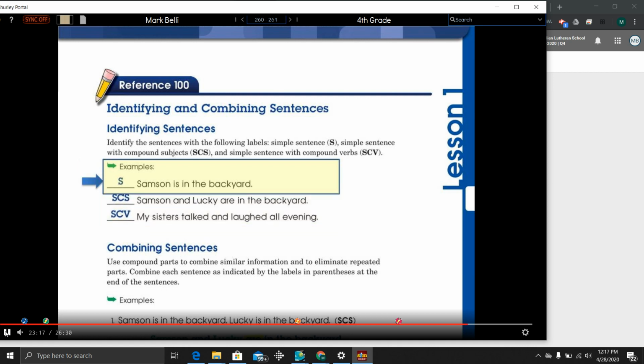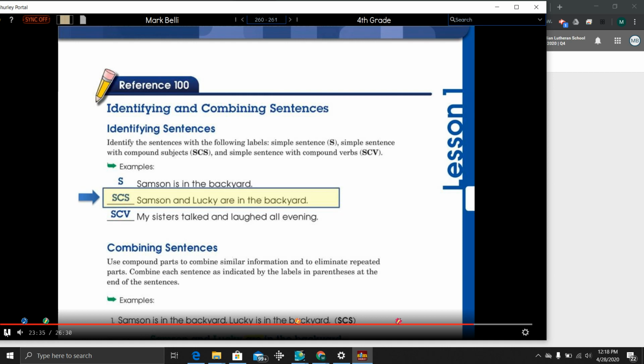Samson is in the backyard. This sentence has a subject, predicate, expresses a complete thought, and it has a capital letter at the beginning of the sentence and ends with an end mark. That makes it a simple sentence.